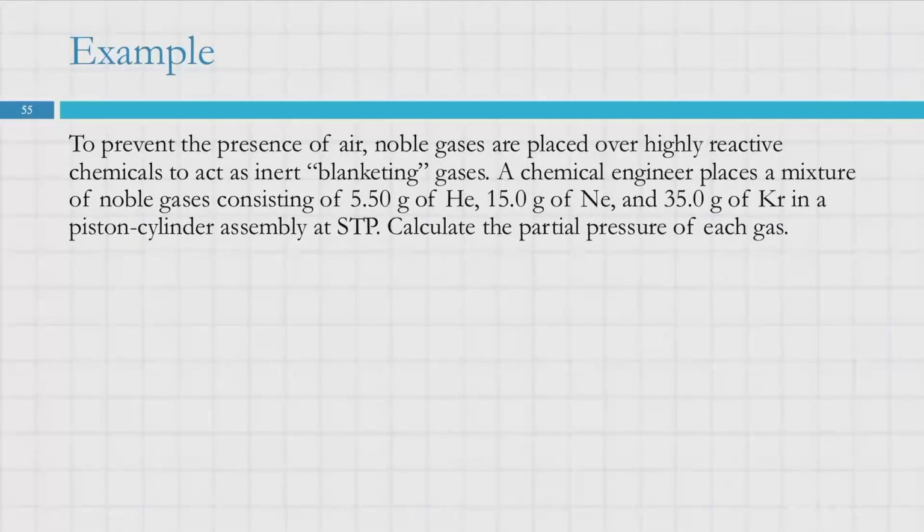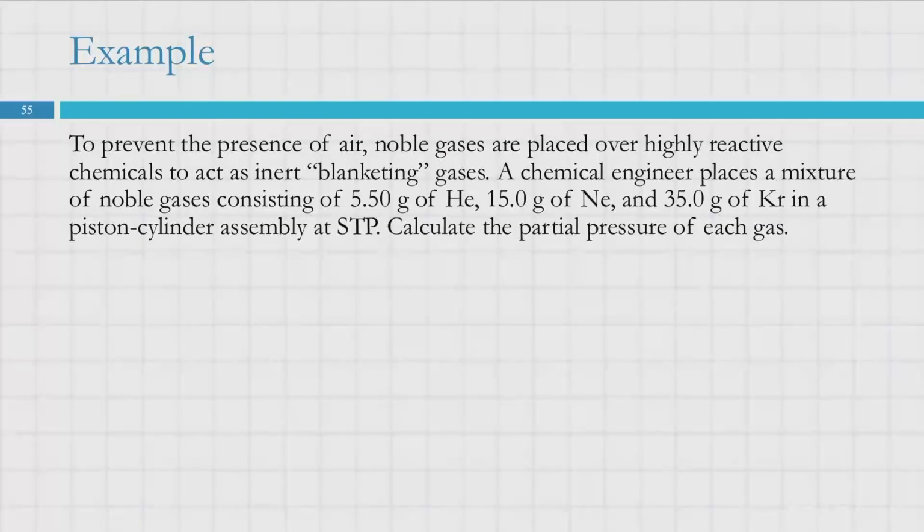So some flavor text: to prevent the presence of air, noble gases are placed over highly reactive chemicals to act as inert blanketing gases. Basically, they don't react, and they can exclude air, push air out, and other reactive gases out. So a chemical engineer places a mixture of noble gases consisting of some grams of helium, some grams of neon, some grams of krypton in a piston cylinder assembly. So we've got a container with a piston that can move up and down. At STP, calculate the partial pressure of each gas.